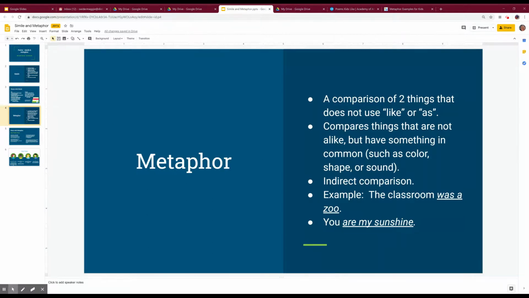Metaphor is a comparison of two things that does not use like or as. A metaphor compares things that are not alike but have something in common, such as color, shape, or sound. It is an indirect comparison. For example, the classroom was a zoo. If I were to say that, hopefully your mind would think of someplace that was loud with a lot of action going on. Or if I said, "You are my sunshine," you might think of the song and think that you are somebody that makes me happy.